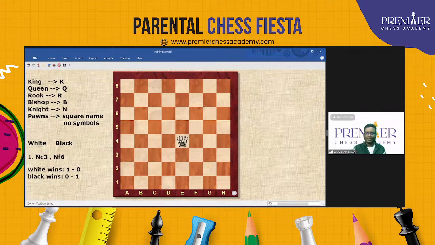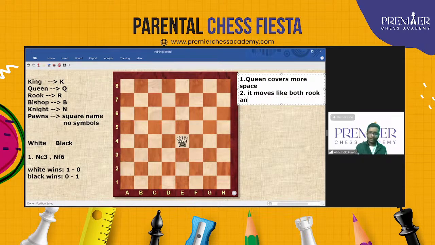Let's write it down. What are the things? Queen covers more space. It moves like both, point number one, rook and bishop. It moves like both rook and bishop. B-I-S-H-O-P, bishop.